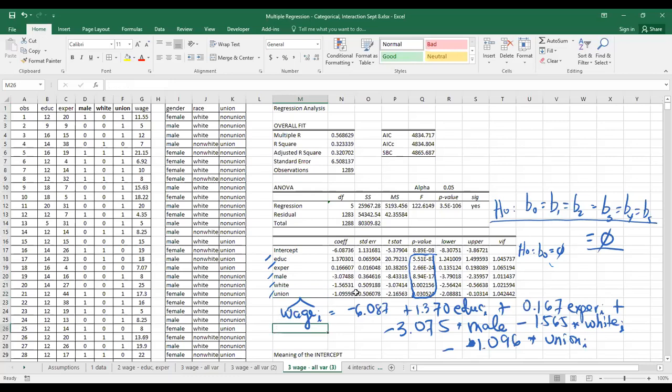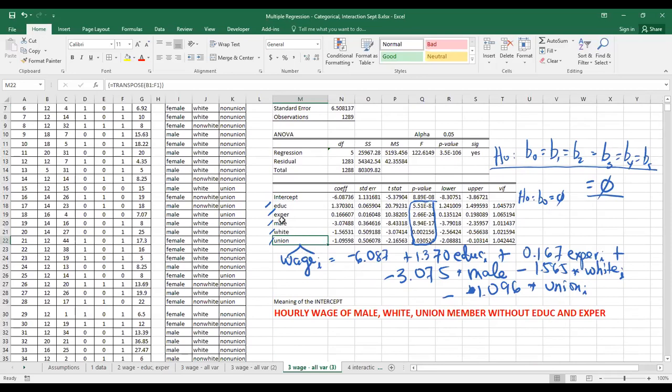So in other words, guys, the intercept is the value, the hourly wage of your dependent variable when these are all equal to 0. Sabi ko nga kanina, yung sa continuous variable, madali eh. Education is 0, okay? Experience is 0. Tapos itong variable na to, male is 0, white is 0, union is 0. Sino yung mga yon? Si male, si white, at saka si union, di ba?